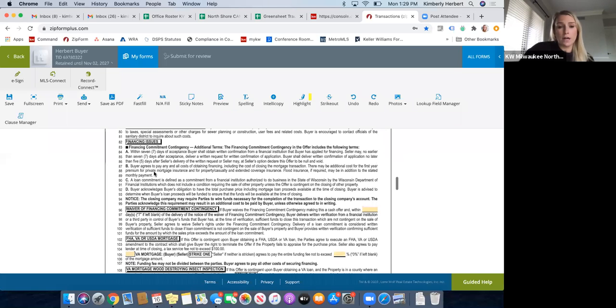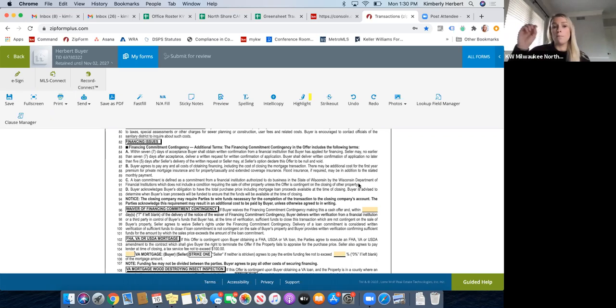This is another thing I love. It defines what exactly is a loan commitment. So in the offer to purchase, buyer is saying, okay, by this date, I will have delivered loan commitment to you. And if not, seller, you have the right to terminate the offer. So a loan commitment is defined as a commitment from a financial institution authorized to do business in the state of Wisconsin, which does not include a condition requiring the sale of other property unless the offer is contingent on the closing of other property.